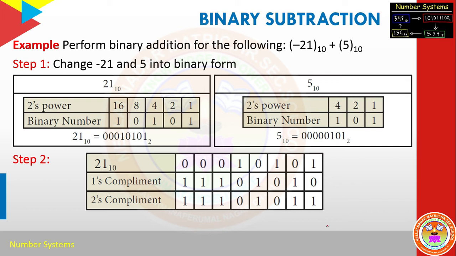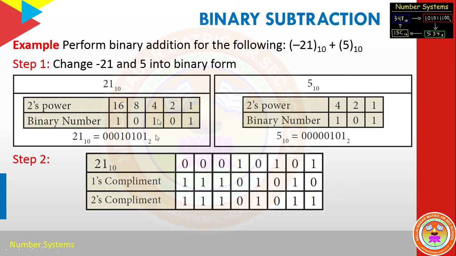Okay, right. The next one is finding the value of 5 base 10. You can convert the decimal value into binary using the repeated division by 2 method. You can convert the given decimal number into binary, right? So you get the value like this. After getting the binary format for both values, that is minus 21 and 5, it is right here.